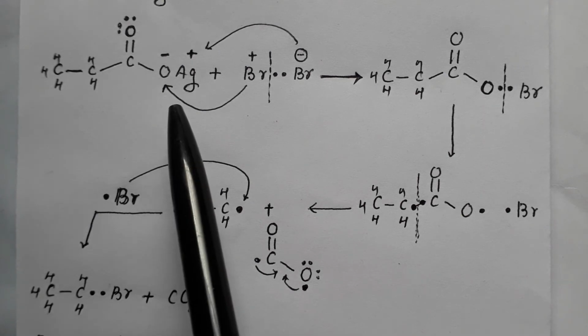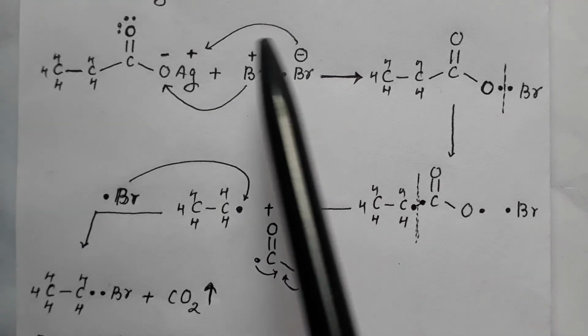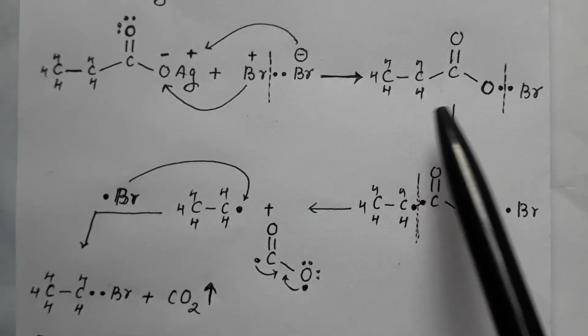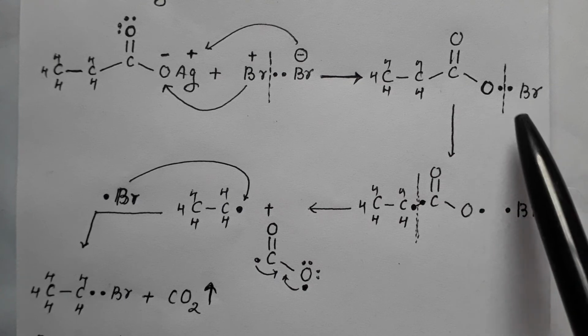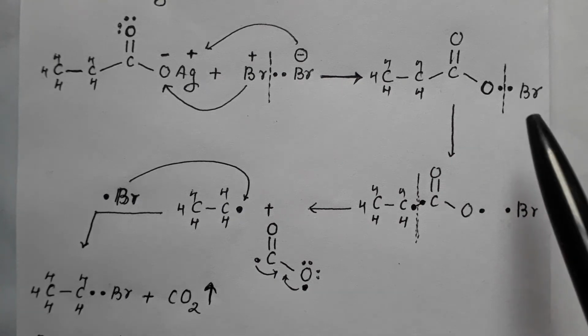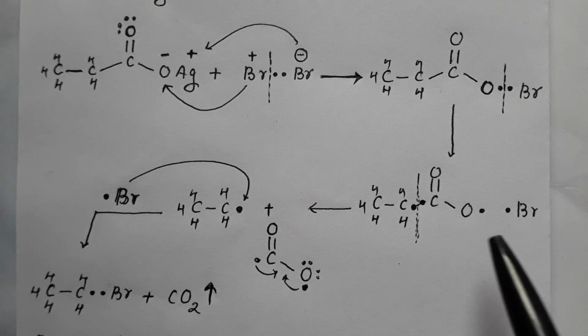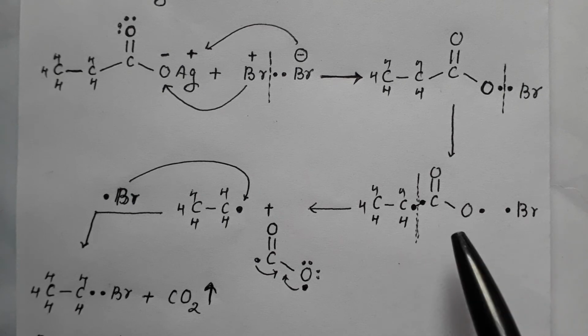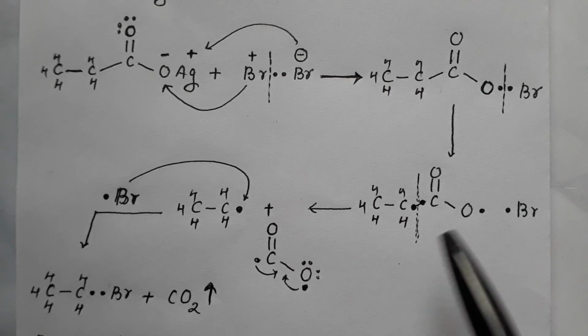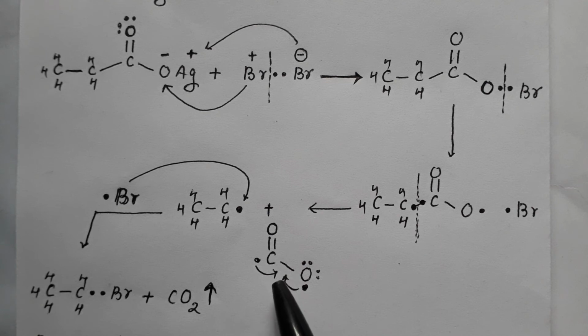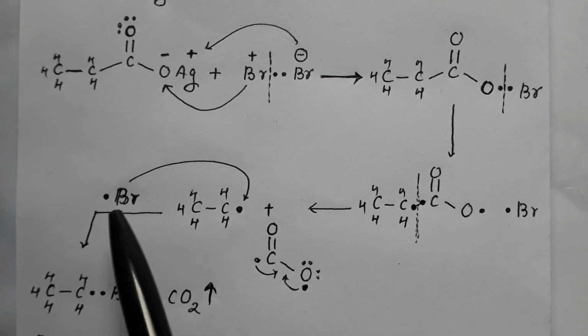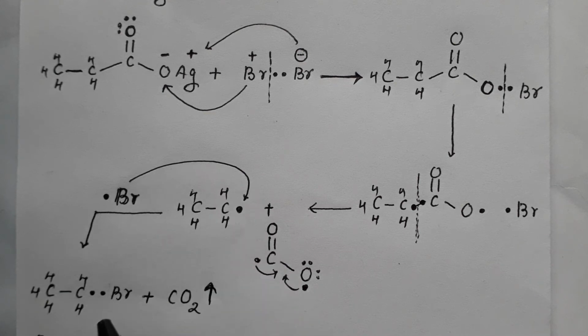So what happens from the silver carboxylate ion? This silver carboxylate ion, first this Br attacks over here, resulting in formation of this species. In this species, the oxygen-bromine bond is a weak bond. It undergoes homolytic cleavage resulting in formation of bromine free radical, and this free radical is formed. Then this molecule undergoes the carbon-carbon homolytic cleavage resulting in formation of a molecule of CO2 and an ethyl free radical, and this ethyl free radical is then attacked by bromine free radical, giving the final product CH3CH2Br.